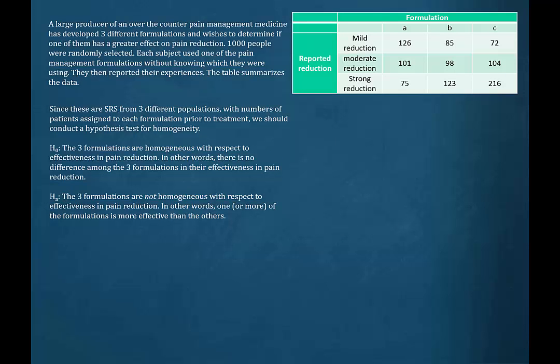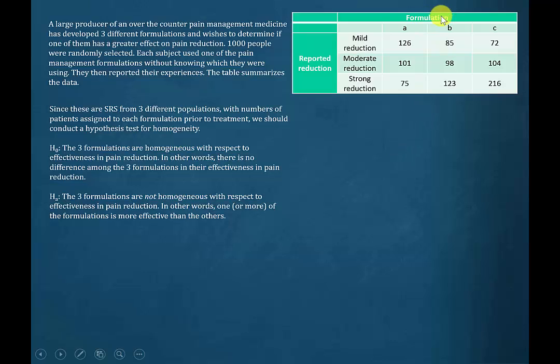So let's read this problem and decide whether we should conduct a test of independence or a test for homogeneity. A large producer of over-the-counter pain management medicine has developed 3 different formulations and wishes to determine if one of them has a greater effect on pain reduction. 1,000 people were randomly selected. Each subject used one of the pain management formulations without knowing which they were using. They then reported their experiences. The table summarizes the data.